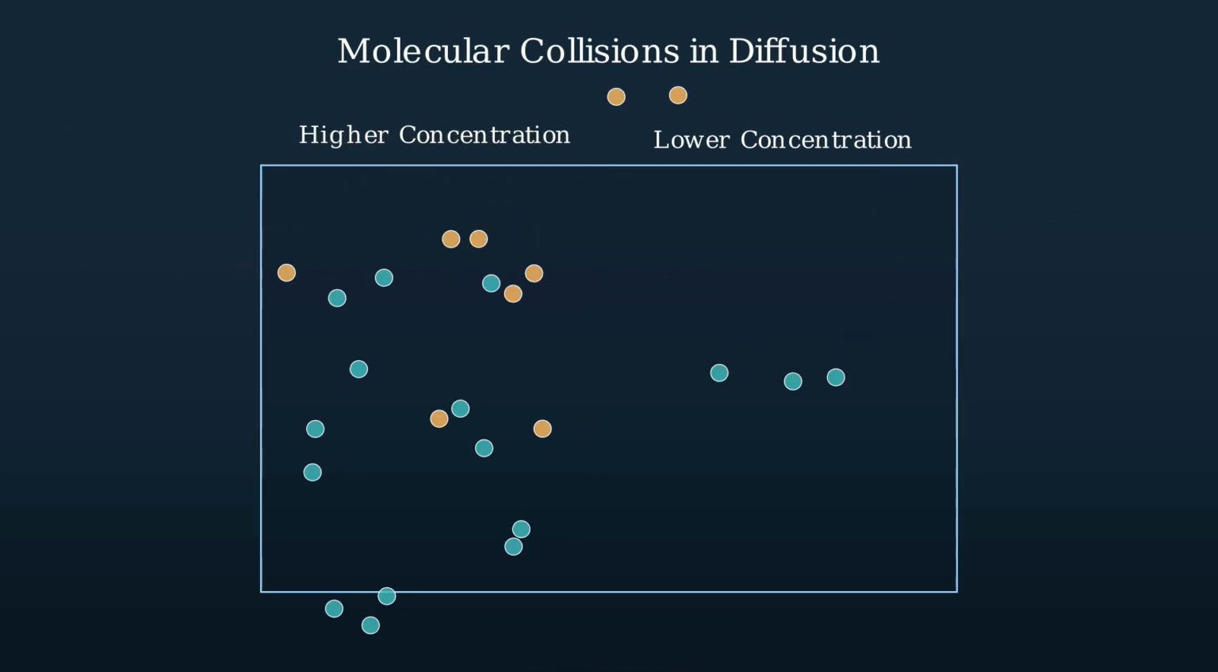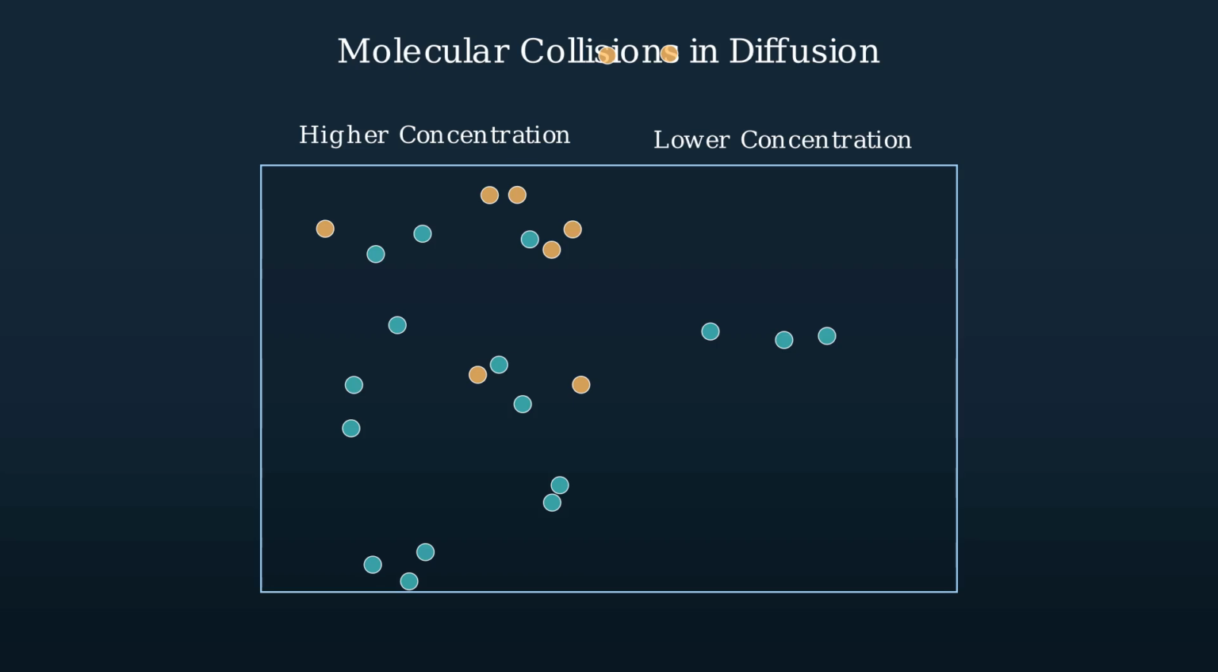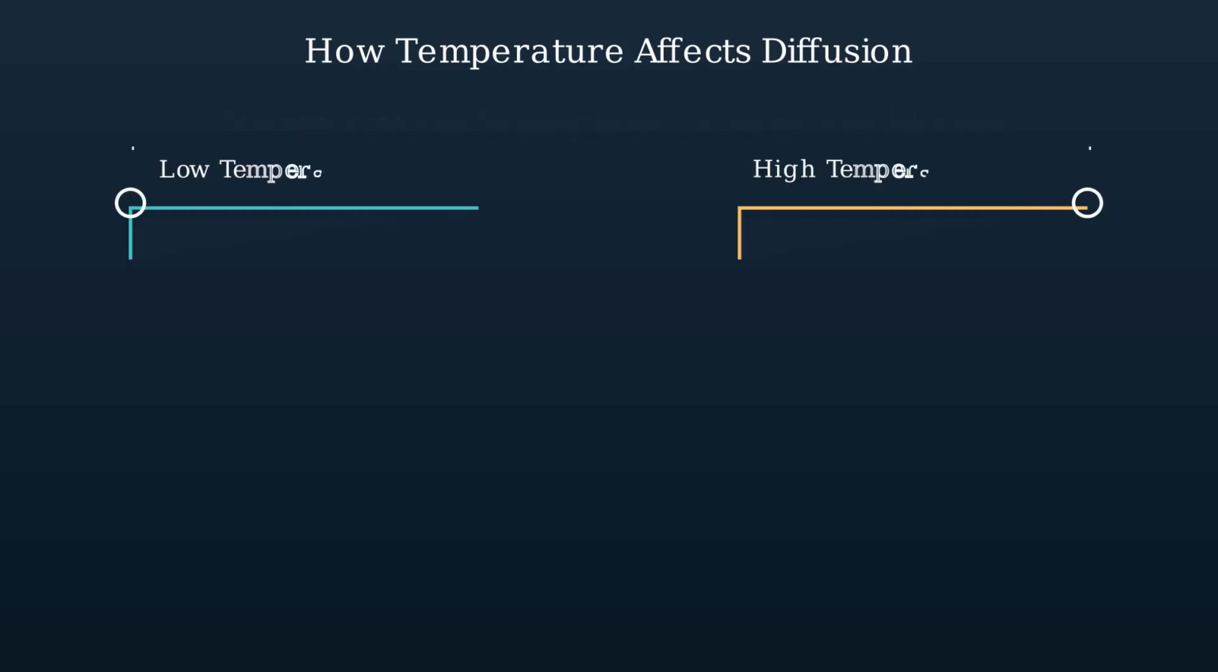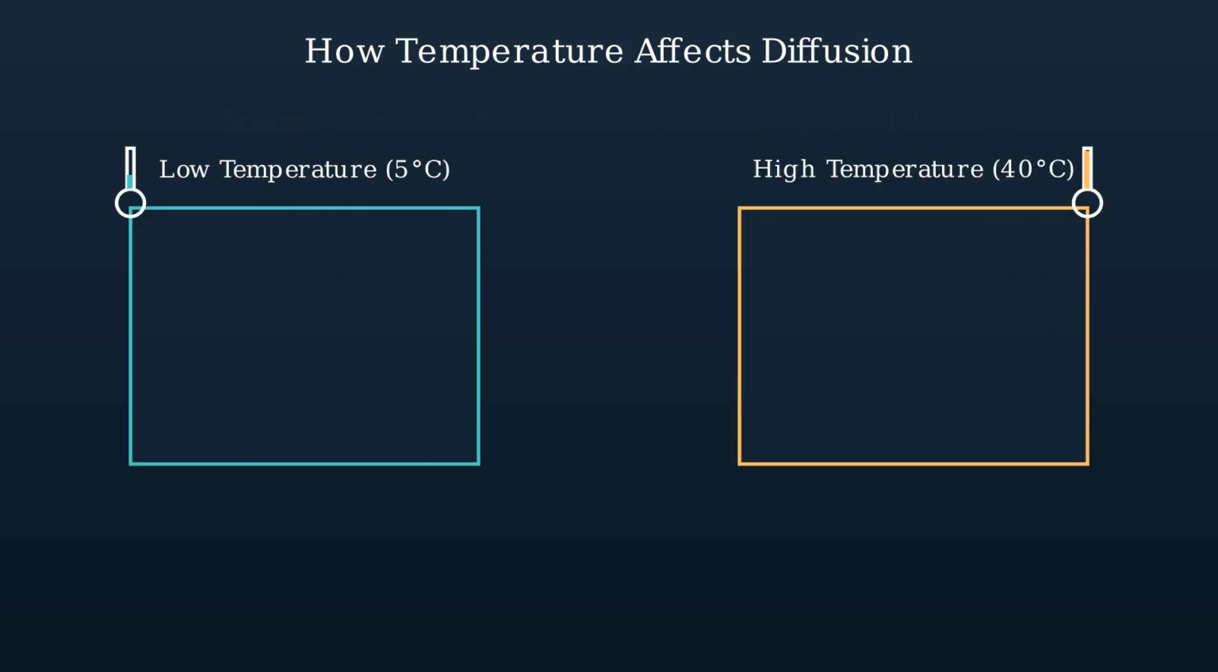This molecular level understanding of collisions helps explain why substances naturally diffuse from areas of high concentration to areas of low concentration. Temperature plays a crucial role in how quickly molecules diffuse. Let's compare how diffusion happens at different temperatures. Higher temperatures increase the kinetic energy of molecules.